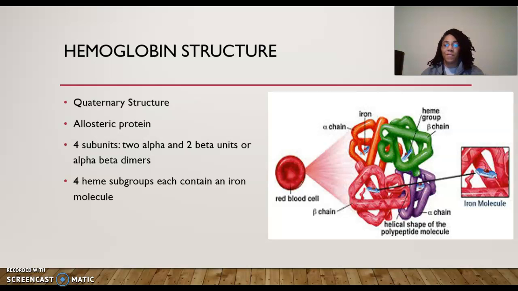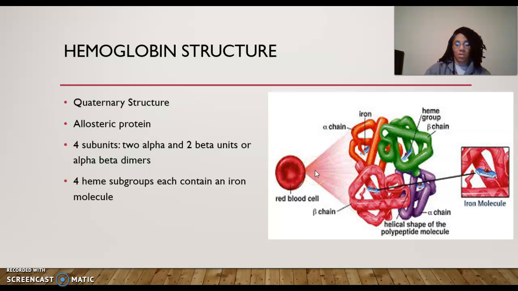Also, if you can see in the photo, alpha 1 usually goes with beta 1 and alpha 2 goes with beta 2, and that's a tetramer. So if you look at the photos, you can actually see the heme group, the beta chains, the alpha chains, and then you see the iron, which is in the middle. And this comes from the red blood cell.